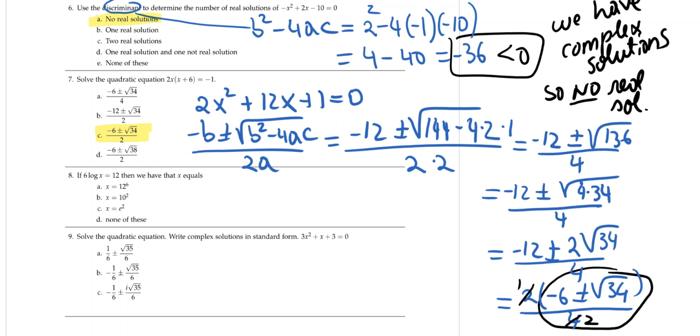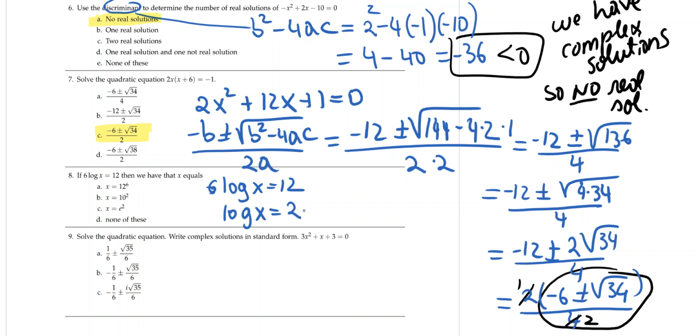Alright, next one, it says if 6 log x equals 12, then we have that x equals what? Well, let's just solve this log equation. So remember, we have to isolate the log x. So first what I'll do is divide by 6. So I'll get log x equals 12 divided by 6, which is 2.